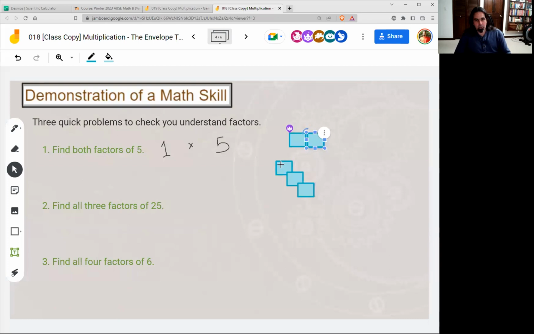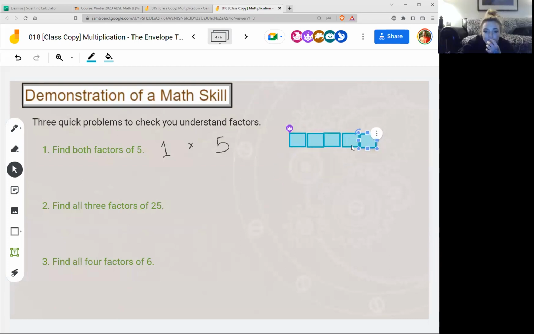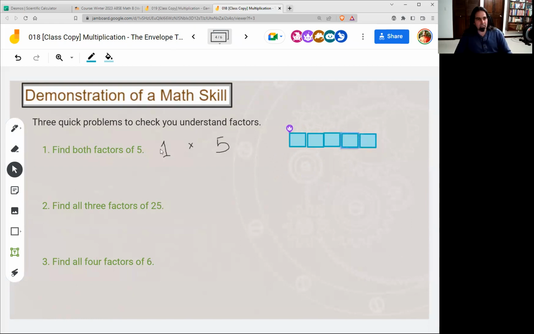I know that I write easier because I have the pen, but you don't. But there is our shape, right? It is 1 tall and 5 long. And that's the only rectangle I can make with the 5 blocks.